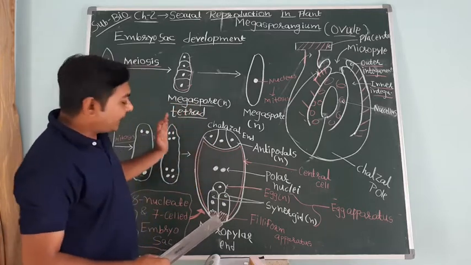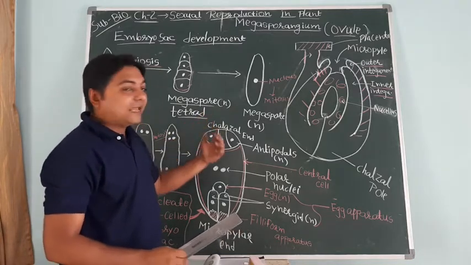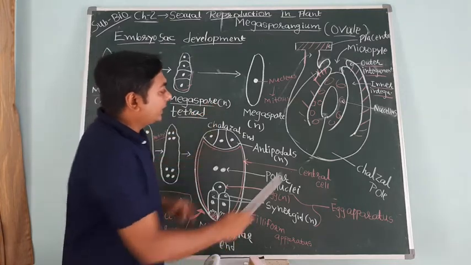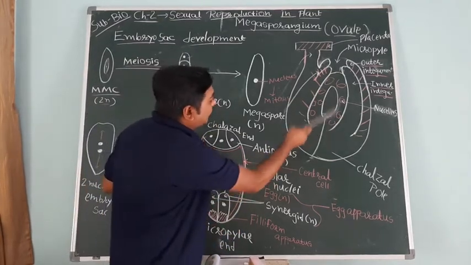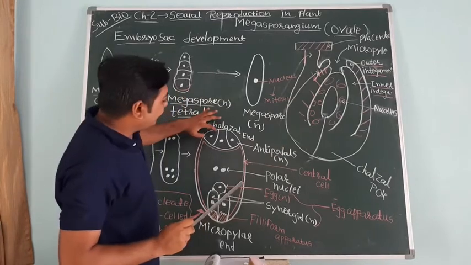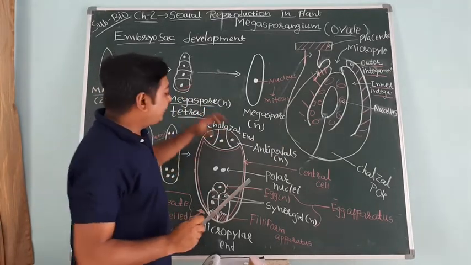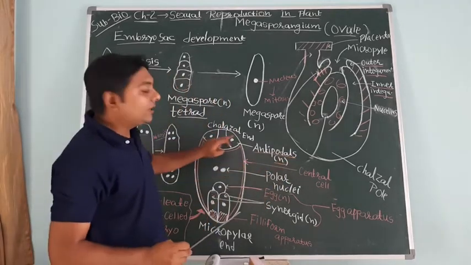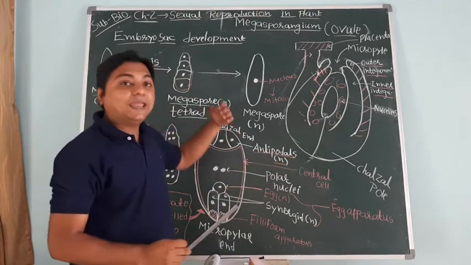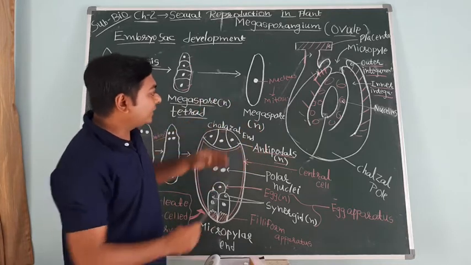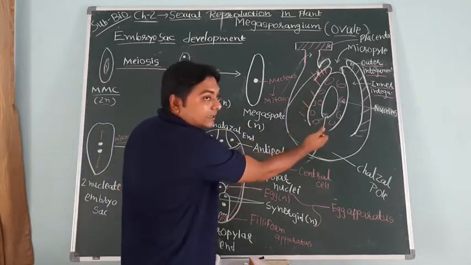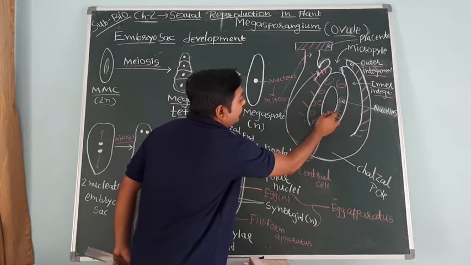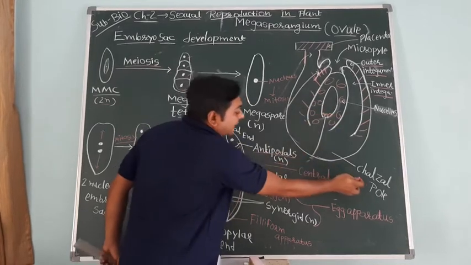Out of the 8 nuclei, 3 cells make a cell wall and group together at the chalazal pole. This is the chalazal pole and this is the micropylar pole. So 3 cells form a cell wall, make a group and form the antipodals. These cells are called antipodal cells, and these are the 3 antipodal cells at the chalazal end.